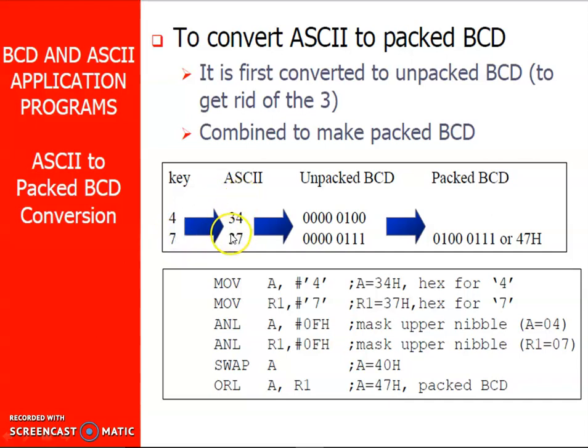Key is 4 and 7. Its ASCII value is 34 and 37. We have to get 47 here. So first it is converted into unpacked BCD and from then it is converted into packed BCD. So let us look here.